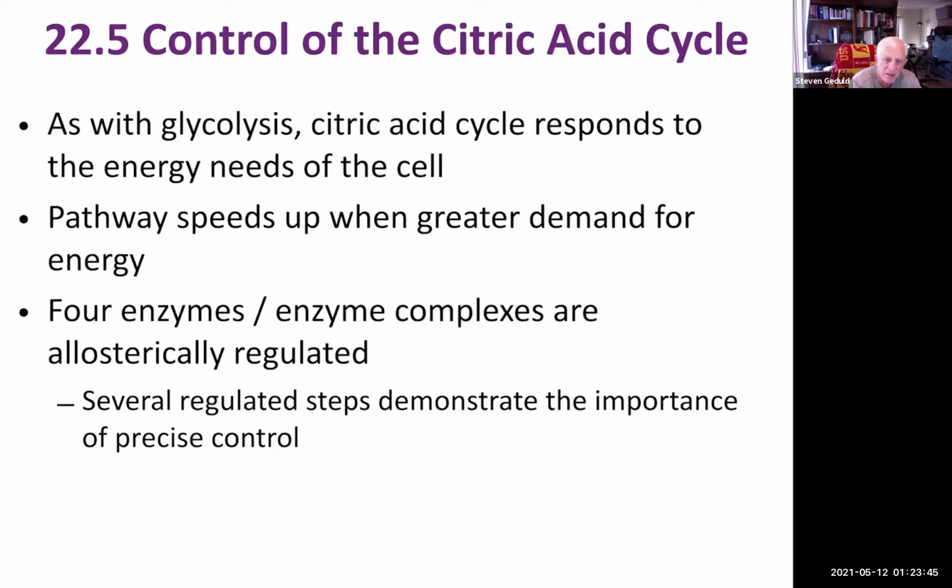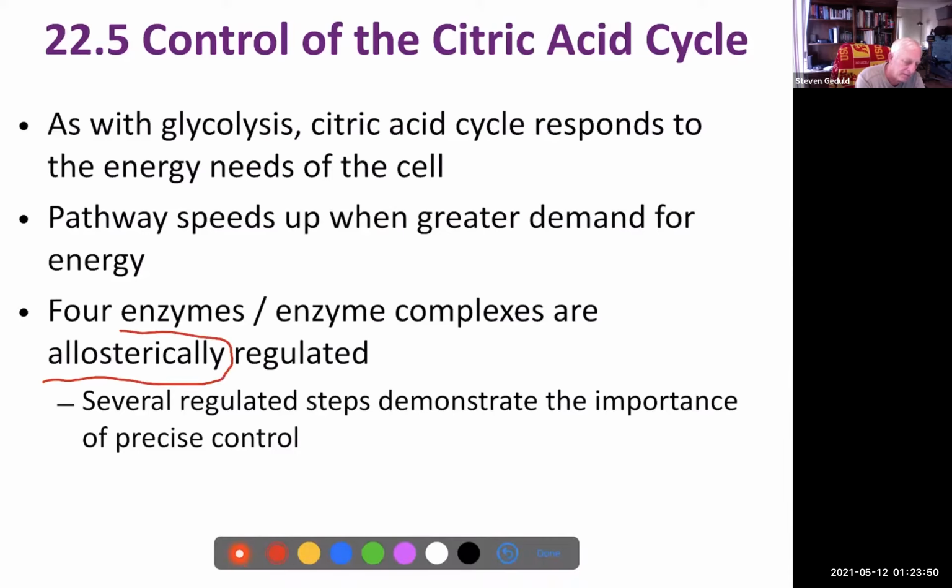Four enzymes, or enzyme complexes, are allosterically regulated. That means regulators bind to a different spot on that enzyme. So there are different enzymes that control the citric acid cycle. There are 4 different enzymes in there that have allosteric inhibition. So if one of those products builds up, it's going to bind to a site away from the active site and alter the active site so it's no longer active. That's what allosteric regulation is. And that's going to slow down or stop the citric acid cycle temporarily.